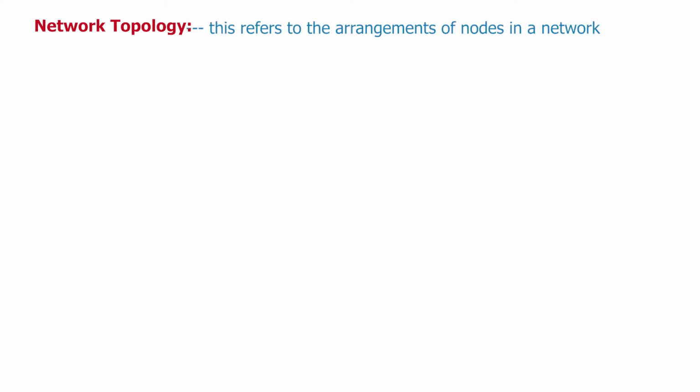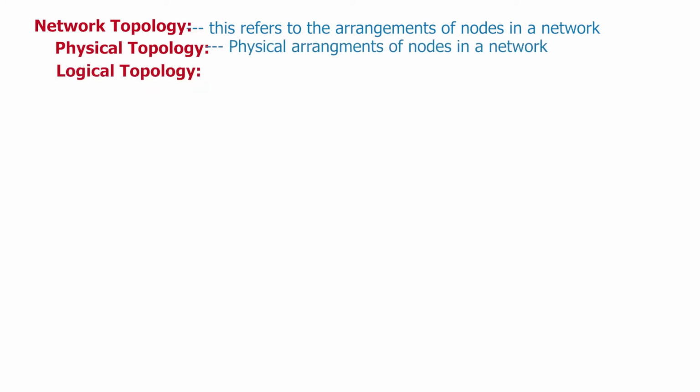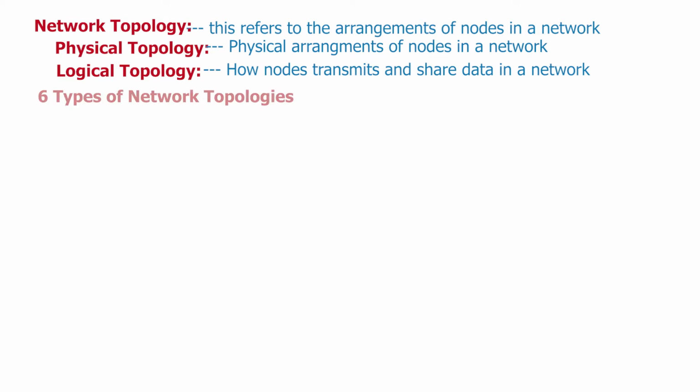Starting with today's lesson, let's see what a network topology means. When we say network topology, we are talking about the arrangement of the various nodes on a network, how the nodes are connected with each other, and how they transmit data to each other. These arrangements can either be physical or logical. Physical topology talks about how the nodes are arranged physically in a network. And logical topology, on the other hand, talks about how these nodes transmit and share data. There are about 6 different types of topologies we can talk about today.